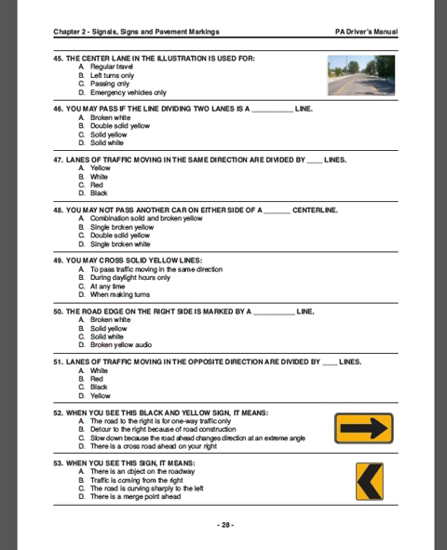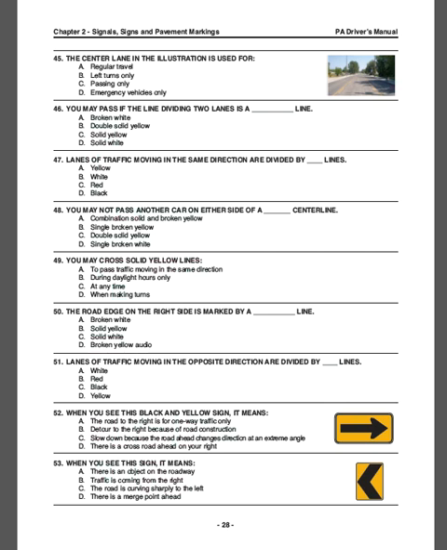50. The road edge on the right side is marked by what kind of line? A, broken white. B, solid yellow. C, solid white. D, broken yellow. The answer is letter C. A road edge is marked on the right by a solid white line.